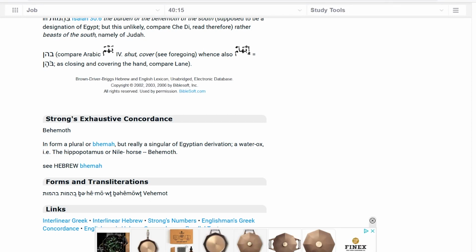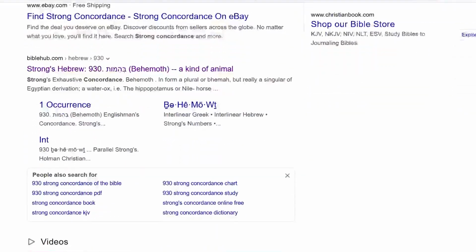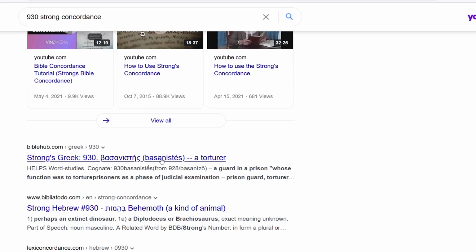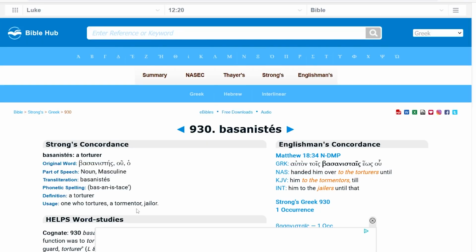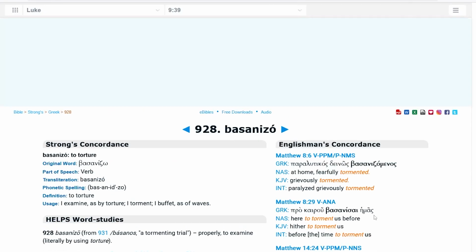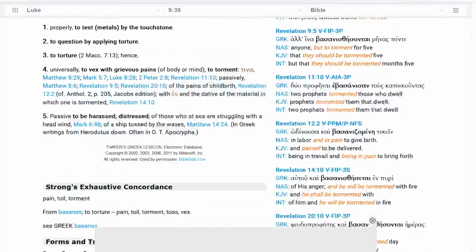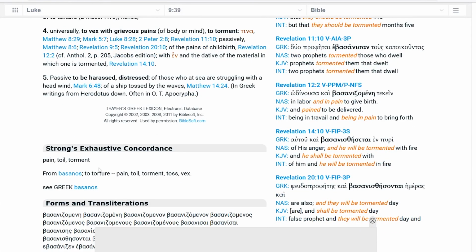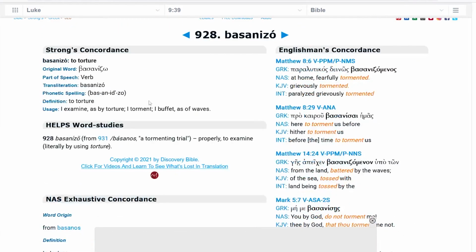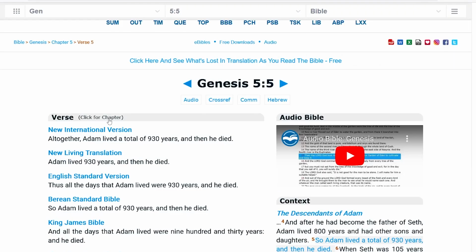Okay, so I think there should be a Greek one. Oh, okay. Ooh, look at that. Greek. Torturer. Jailer. Look at that. Tormentor. This is all from 930. That's how long Adam lived. Torture. Waves. Plain. Toil. Torment. Isn't that what he was doing while I was here? Vex. Toss. Where's that wave? As of waves. Look at that. Man, there's more in there. Man, when you go down these rabbit holes, you can go forever.